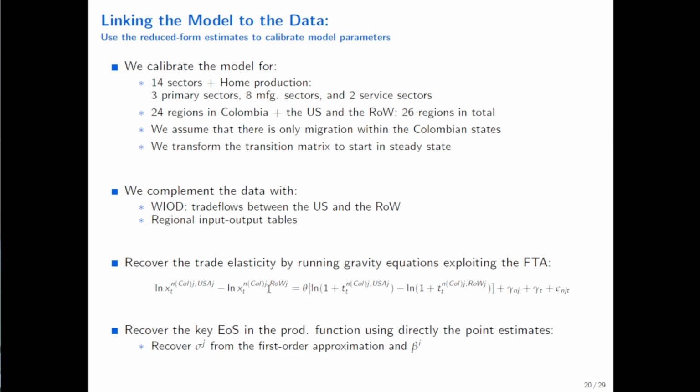So we basically run a gravity equation using the change in the tariffs, comparing the imports coming from the US versus the imports coming from the rest of the world, and the change in the tariffs. And then we're going to recover the key elasticity of substitution in the production function using directly a point estimate. So there is no estimation of those parameters. There is just a simple calibration using that first order approximation.